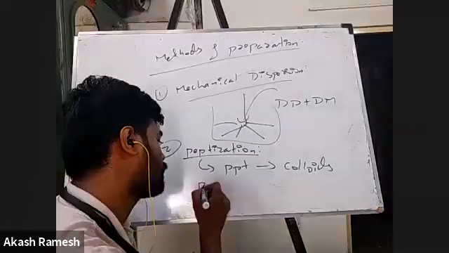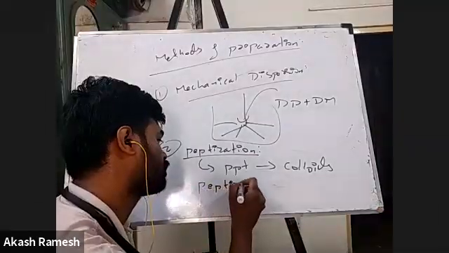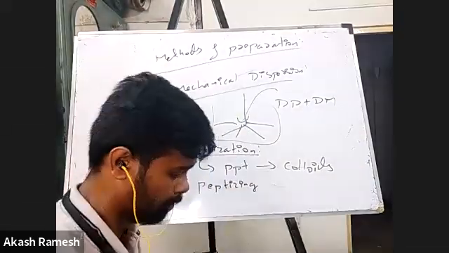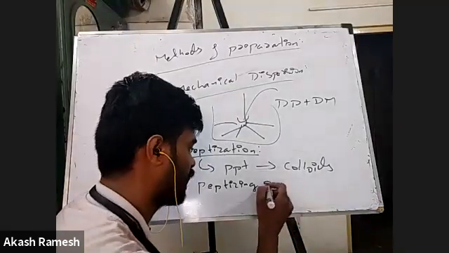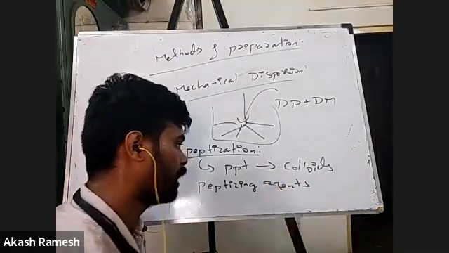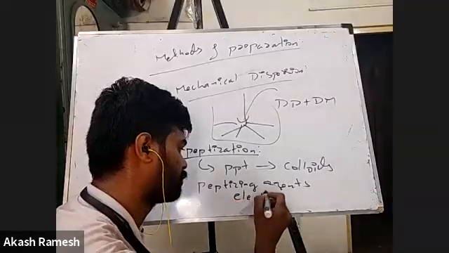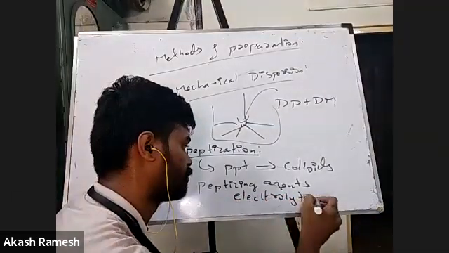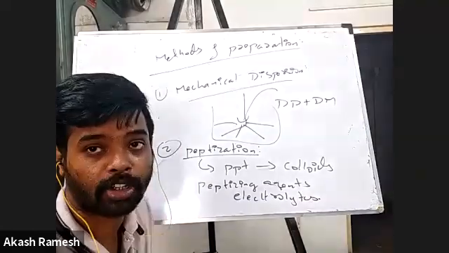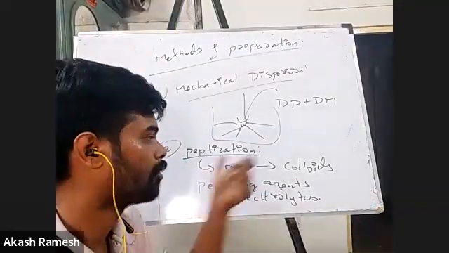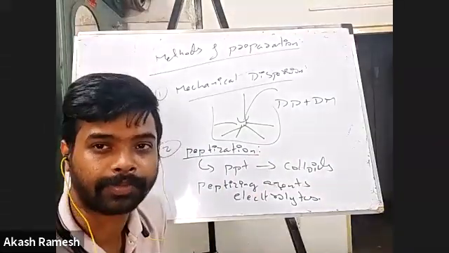And there will be something called peptizing agents, or peptization agents. So these peptizing agents are nothing but electrolytes. They will be added in required amounts to the precipitate, and they can convert precipitate into colloids.